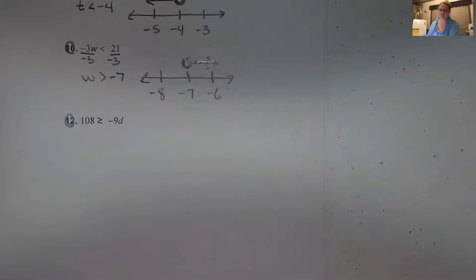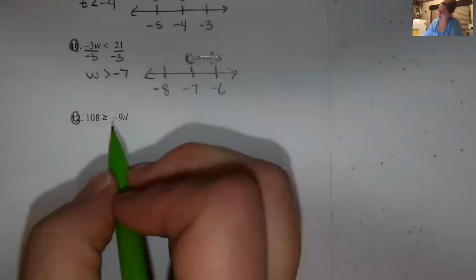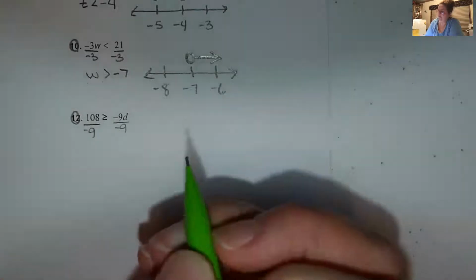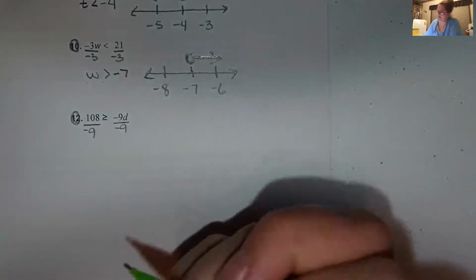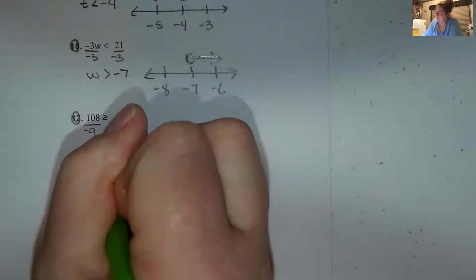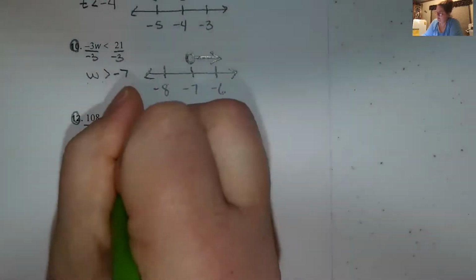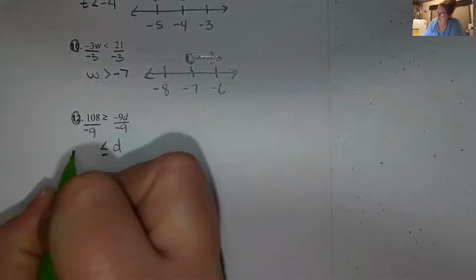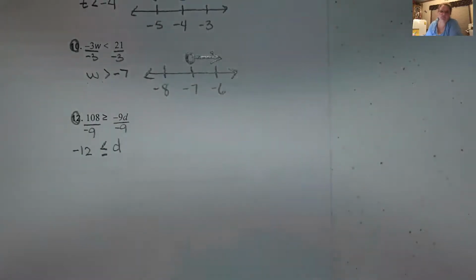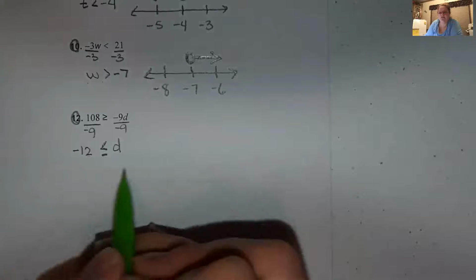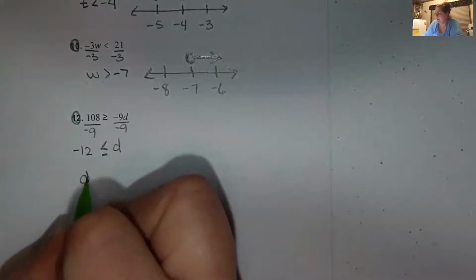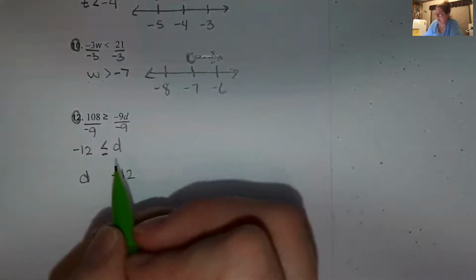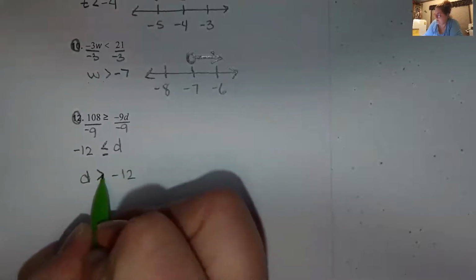Okay, number 12. Got to get d by itself here. So I've got to divide by negative 9. Uh-oh, I divided by a negative. That means I need to flip my sign. So now I'm going this direction. Now what's 108 divided by negative 9? Well, that's actually negative 12. Now, if you do not like how that's written, you can rewrite it. Put the d on the left-hand side, the negative 12 on the right. Okay, the alligator is eating the variable, so make sure that you do that again.